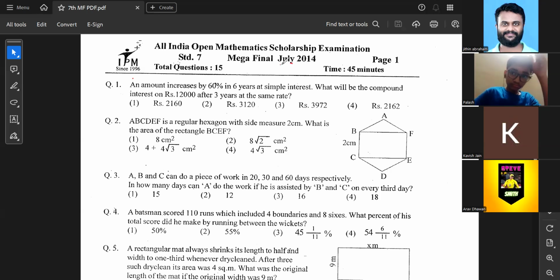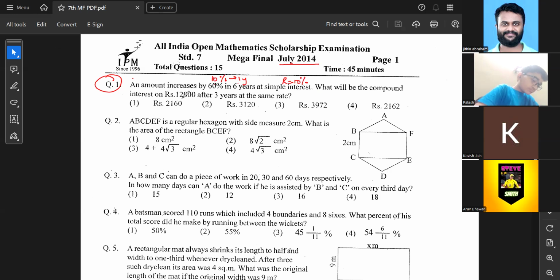Let's start with 2014's paper. This is question number one. An amount increases by 60% in 6 years at simple interest. What will be the compound interest on 12,000 after 3 years at the same rate? So the amount increases by 60% in 6 years, which means the simple interest rate is how much? 10% per year. 60% in 6 years means 10% in 1 year. So the rate they are mentioning is basically 10%.